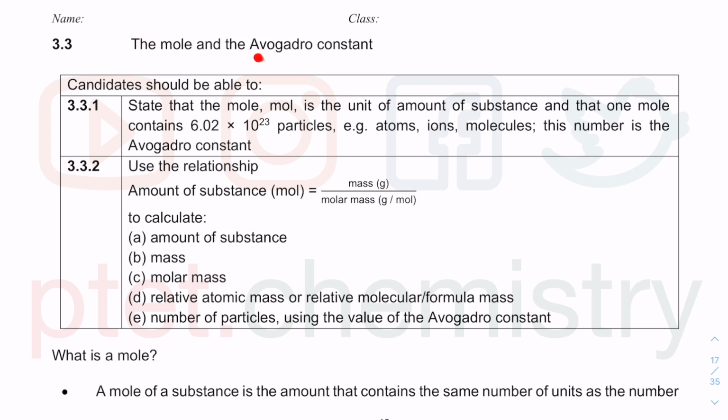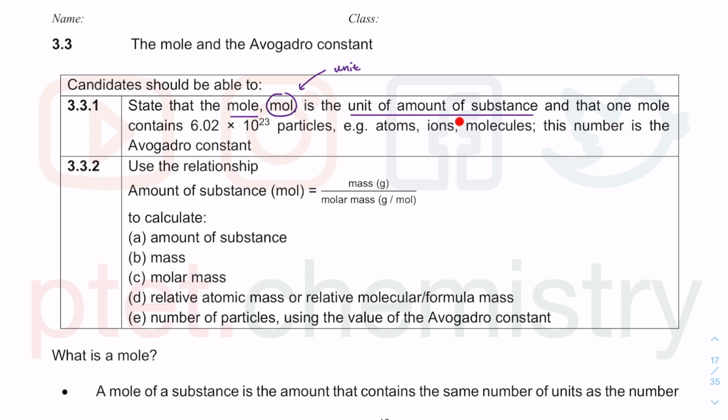And we're going to be thinking about this constant called Avogadro constant, named after a chemist by the name of Avogadro. Okay, so in this particular learning objective, you'll be learning to state that the mole is just a unit of amount of substance. A lot of students get confused about what a mole actually is. So mole, MOL, is the abbreviated unit of this quantity. What is important is it's just like a counting unit.